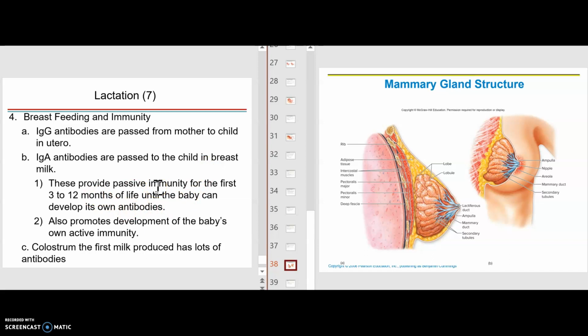Remember we talked about passive and active immunity before in the immune section, for the first 3 to 12 months of life until the baby can develop its own antibodies. So that's the benefit. That's why women that use the Similac with iron, the various things, don't get the good protection that breastfeeding does. It also promotes development of the baby's own immune system. Colostrum is called that first milk, and it has lots of antibodies.